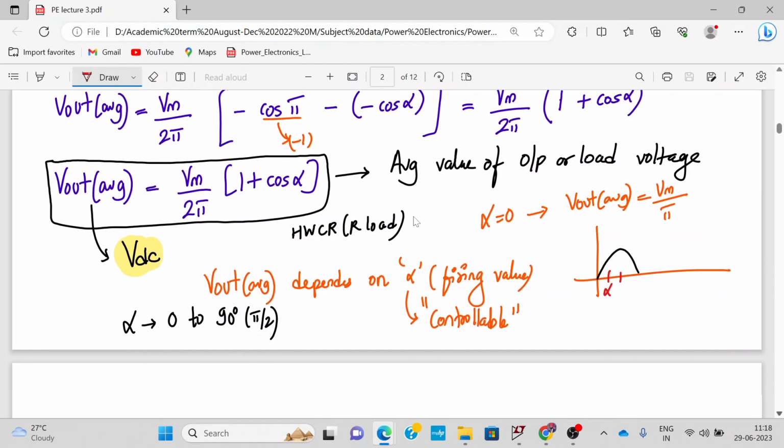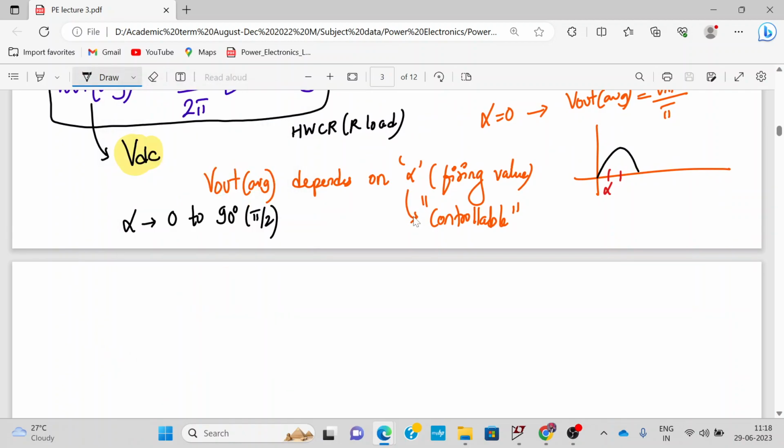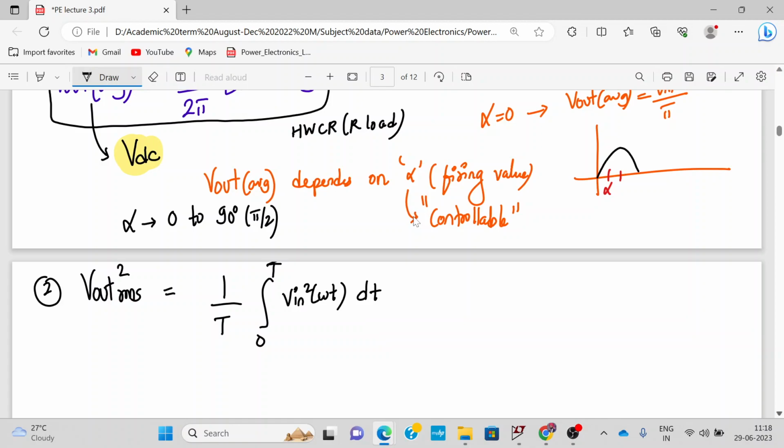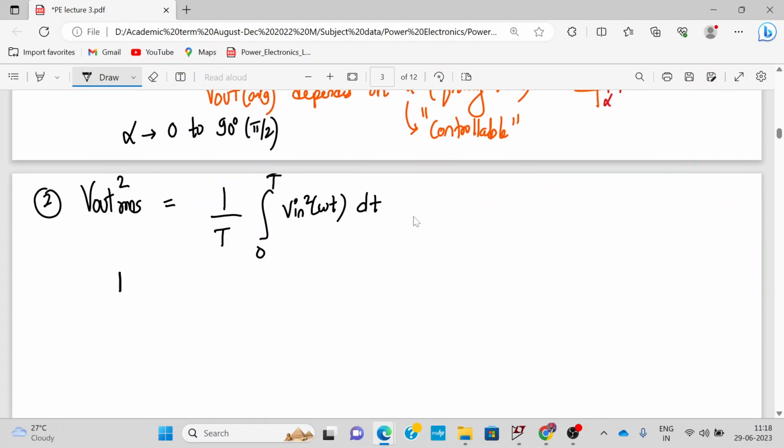Now let's find the expression for V out RMS. So second is V out RMS, and that formula is given by 1 upon T integral 0 to T. We write V out RMS square, so that will be V in square d omega t. Okay, so that's the formula of V out RMS square. Over here T is 2 pi, your V in is Vm sin omega t, and instead of dt we will write d omega t. Okay, so this is sin omega t. Alright, let us substitute the values. Actually this is V out only.